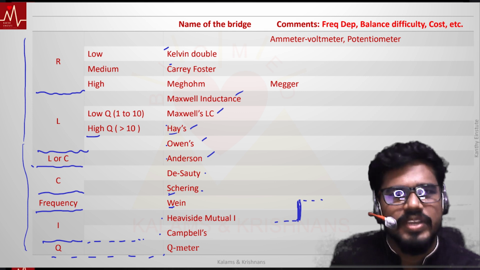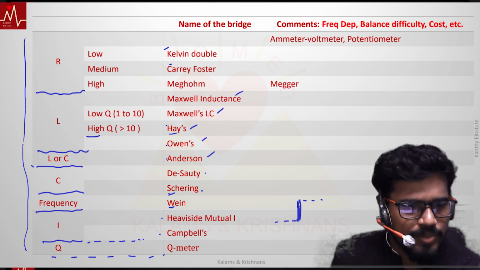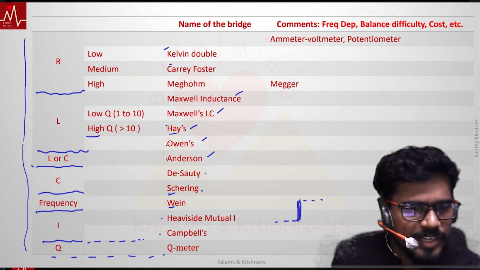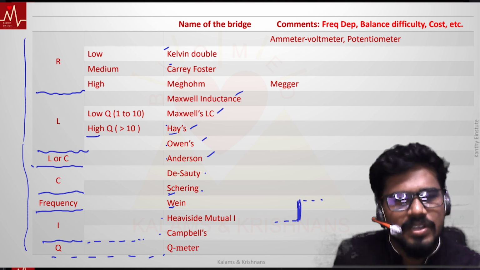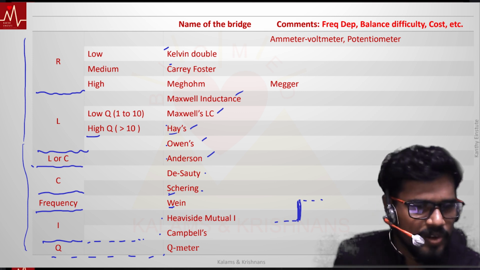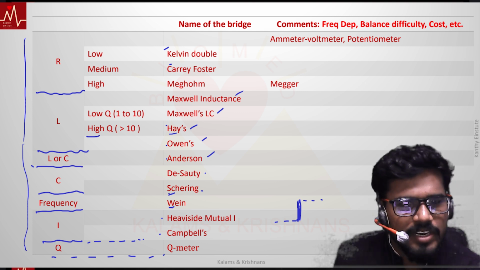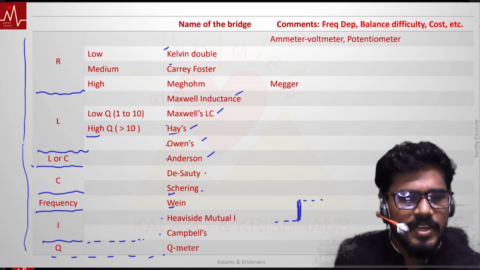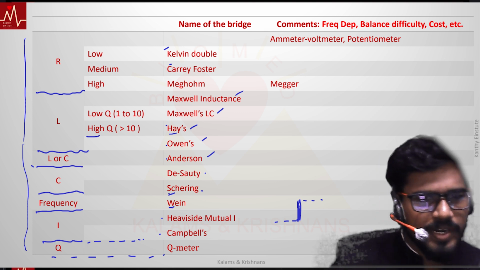You are given a list of things that you need, and a list of bridges for them. Among these, Maxwell bridge, Hay bridge, and Owen bridge can be used for measuring inductance. So what is the difference? There is something called the Q value. They differ based on whether the Q value is high or medium. So let's quickly answer this one.